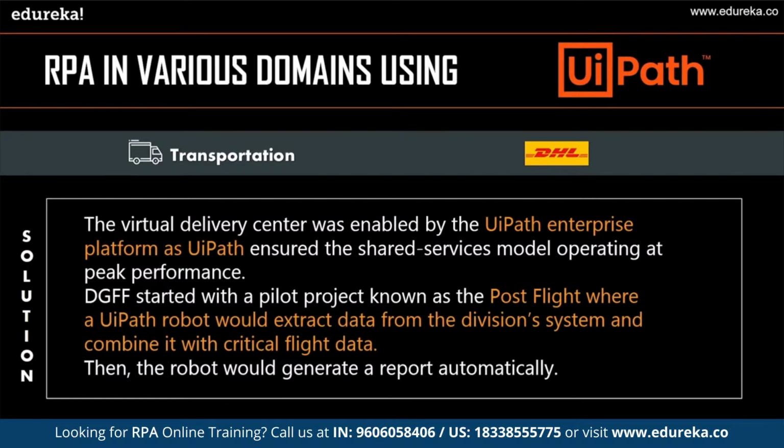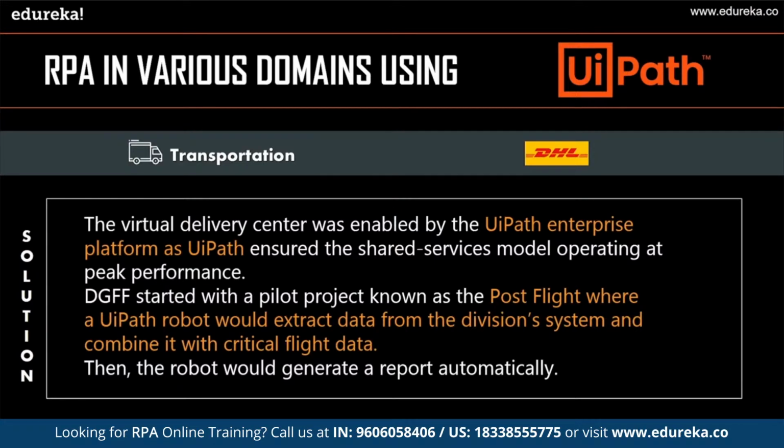DGFF started with a pilot project known as the Post, where a UiPath robot would extract data from the division system and combine it with critical flight data. After that, the robot would automatically generate a report. Now, before this solution, the company had to put around 30 people to complete the same process. But now, after UiPath has helped them automate, 15 of the employees are moved to more rewarding and higher value work, and the rest are managing the activity-based exceptions to lead to better customer services.